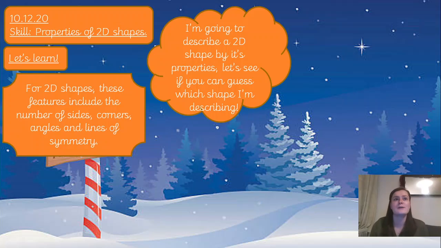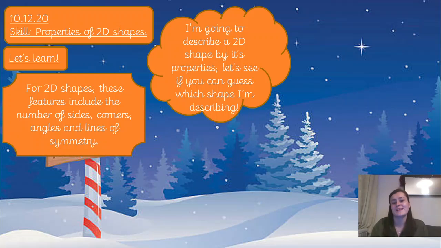So the shape I'm going to describe, it has got 3 corners. So I might already tell you what sort of shape it's going to be. It has got 3 straight sides and it has got 3 angles. It's a triangle. Well done if you said triangle. Okay, let's have another go. I'm going to describe a shape that has got 1 side.